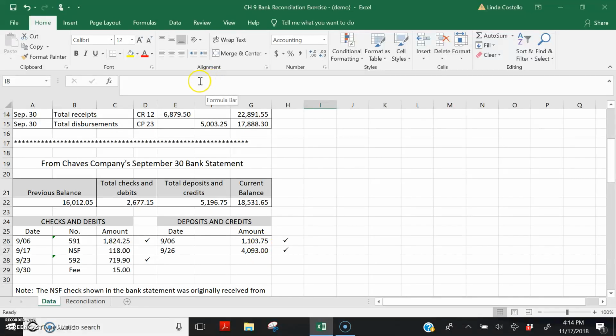Next, look to see if there are any checks or other payments on the bank statement that are not shown on our books. And the answer is yes. There are 2 items. There was an NSF check in the amount of $118 deducted from our account on September 17th, and a bank fee deducted from our account on September 30th. Neither of these items have been recorded as a deduction on our books, so they are both reconciling items to be shown on our bank reconciliation.